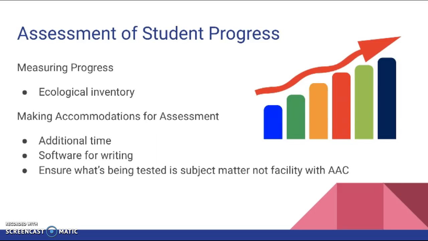Assessment of student progress. Measuring students' progress. The progress of the student with a communication disorder can be measured using several observational techniques, including the ecological inventory, where the student's performance on a task involving classroom communication is contrasted with a peer to measure performance discrepancies, which are then targeted for improvement.